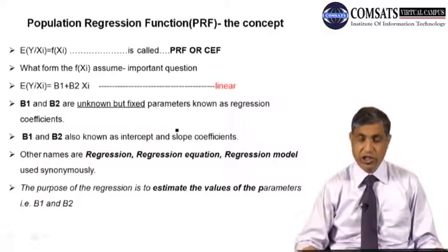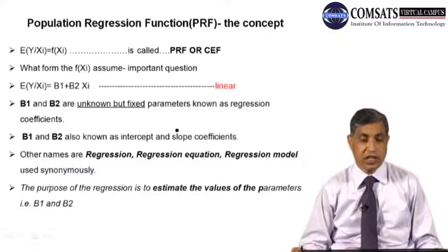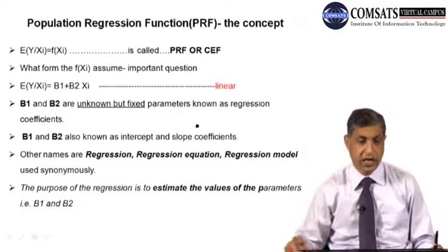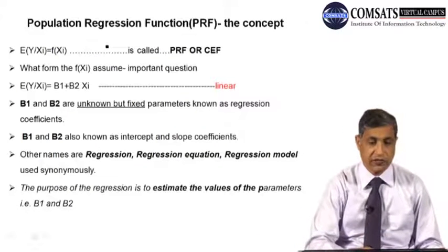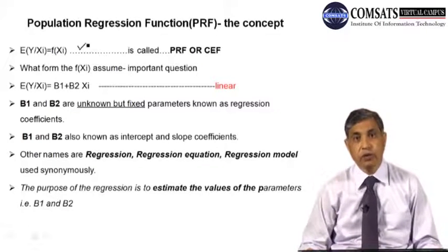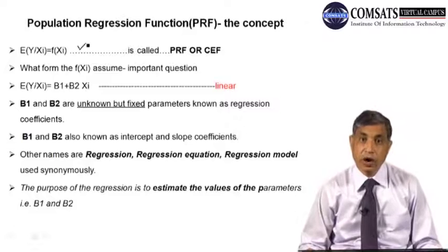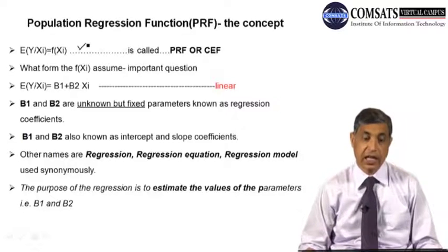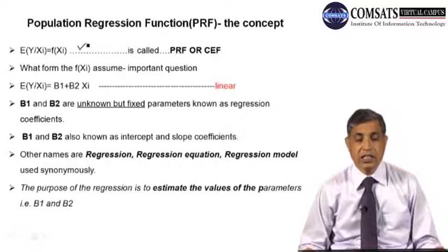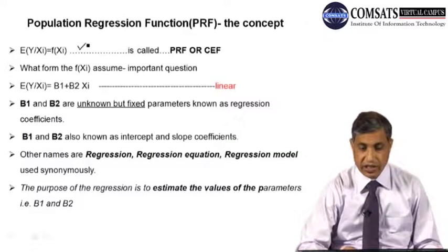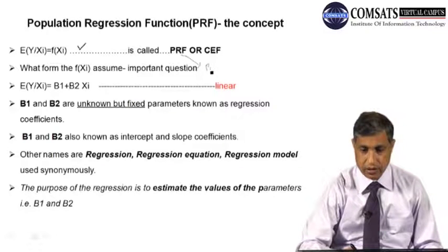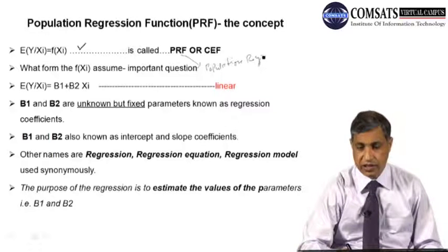So what is the population regression function? If you see on the slide, the population regression function is, look at, that the expected value of the population mean is dependent on many of the regressors, that are the xi, and this is called the population regression function. If you see here, this PRF is called the population regression function.